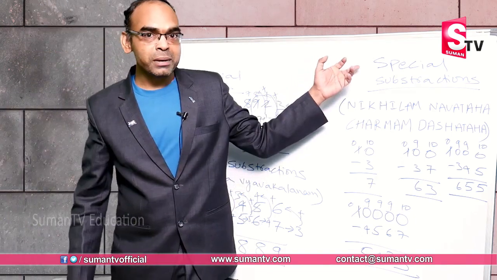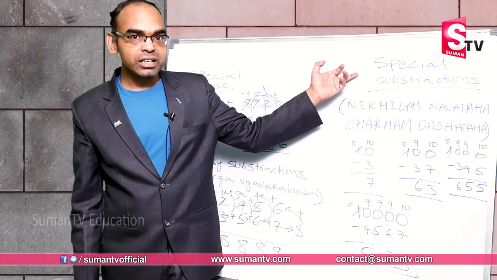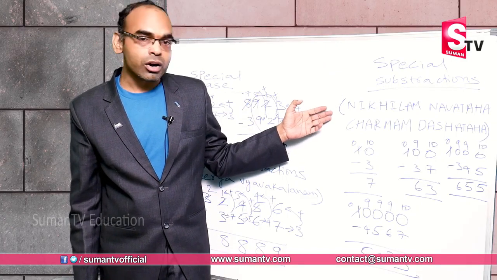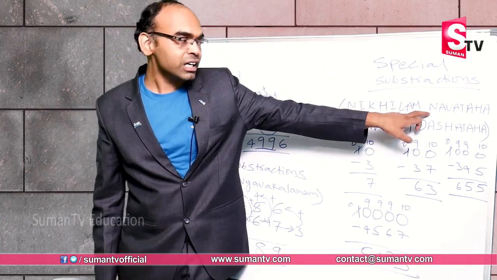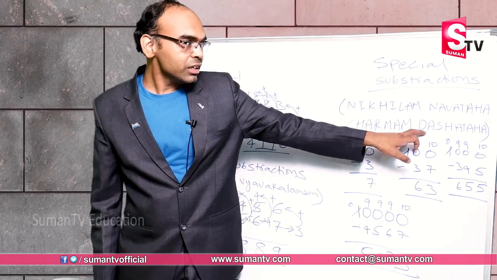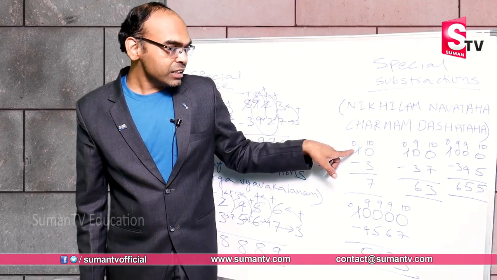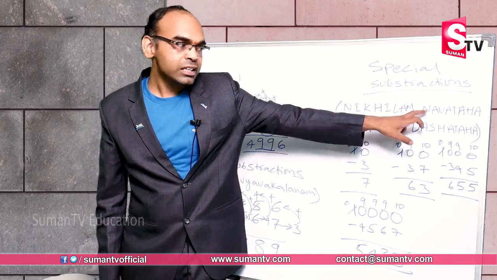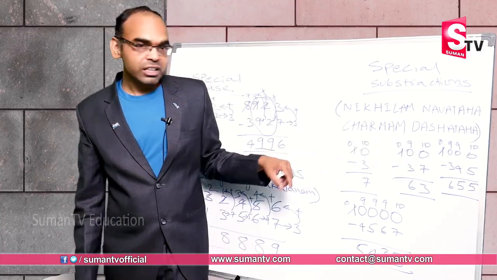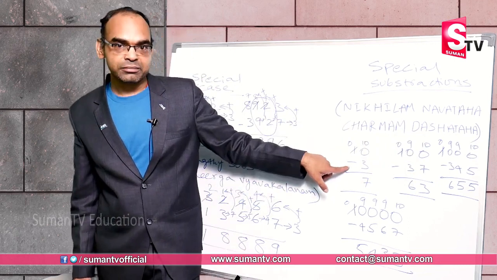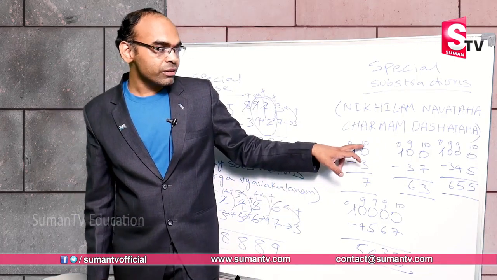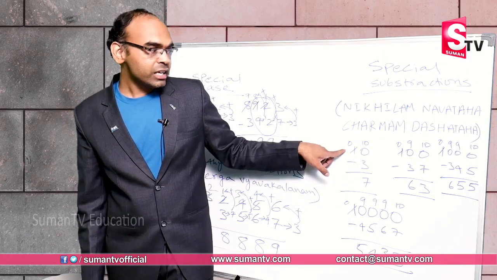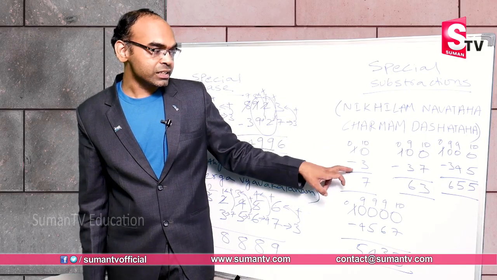Next, we will see special subtractions. These are called special subtractions in English. In Vedic maths, we call this method Nikhilam Navatashcaramam Dashatah. That means all from 9, last from 10. Here, if you see 10 minus 3, here we will do last from 10. 10 minus 3 is 7. Here 1 will become 0.